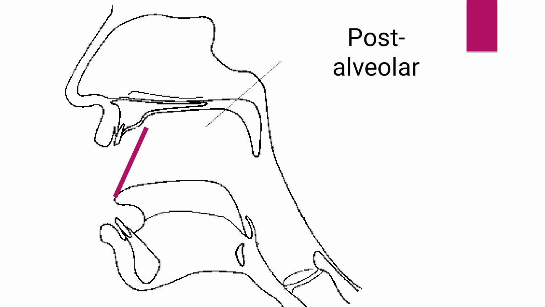Next one is the post alveolar. When the blade of the tongue is very near to the teeth ridge but does not touch it, that is called post alveolar. For example, the sound r: when we pronounce the r sound, at that time we can examine that the blade of the tongue is very near to the teeth ridge but does not touch it.